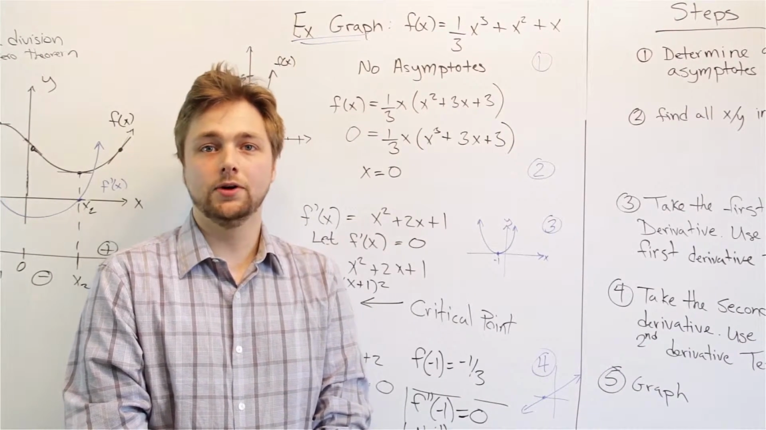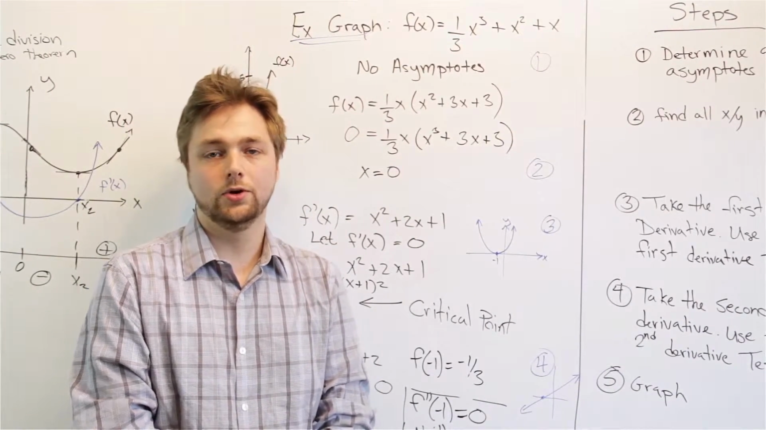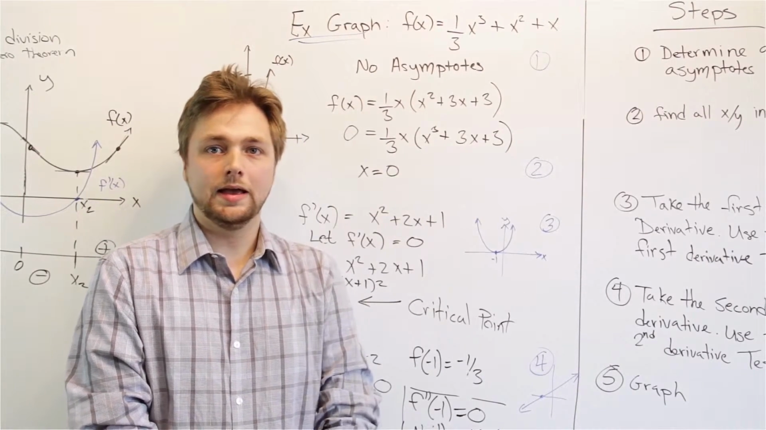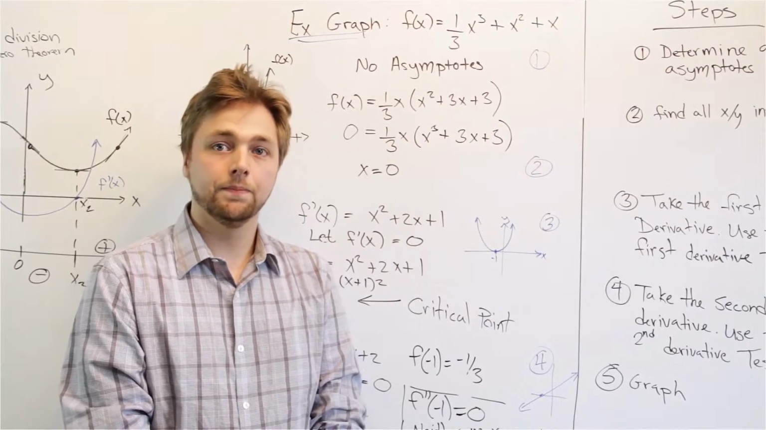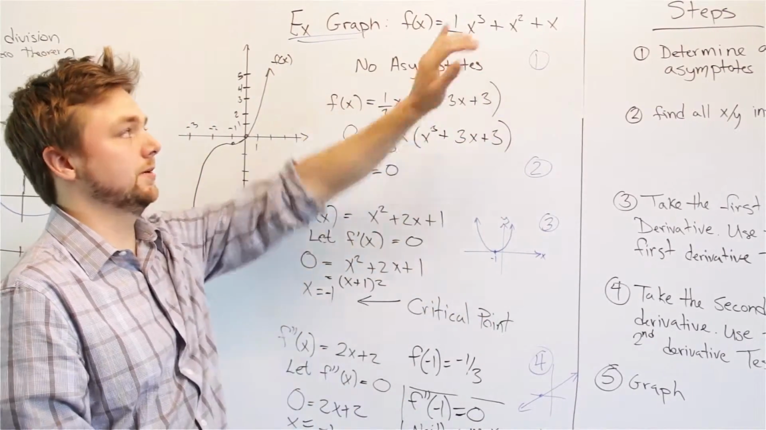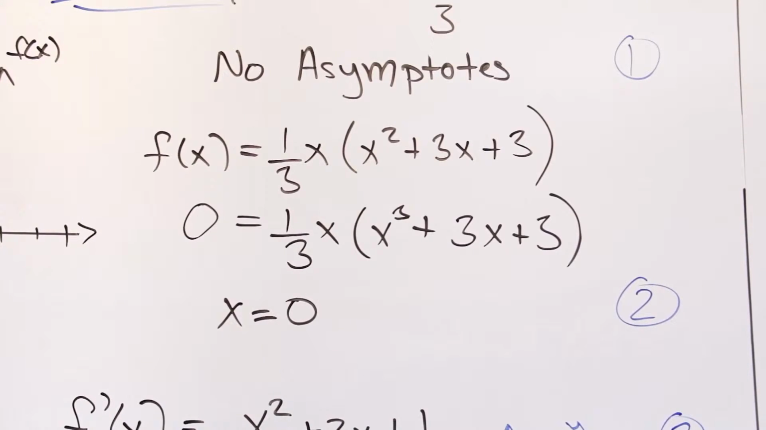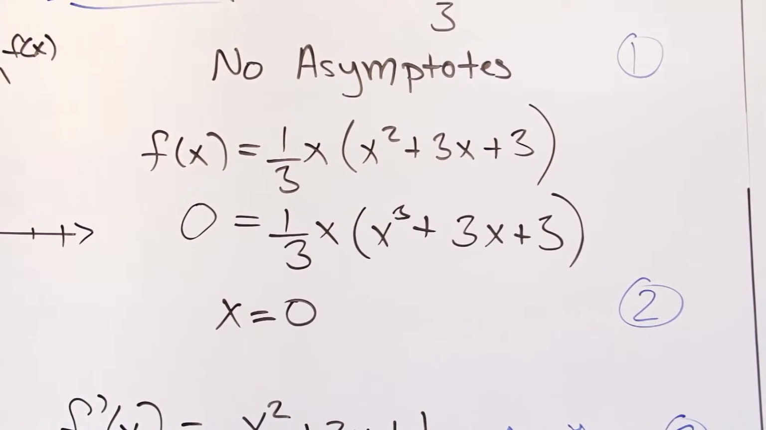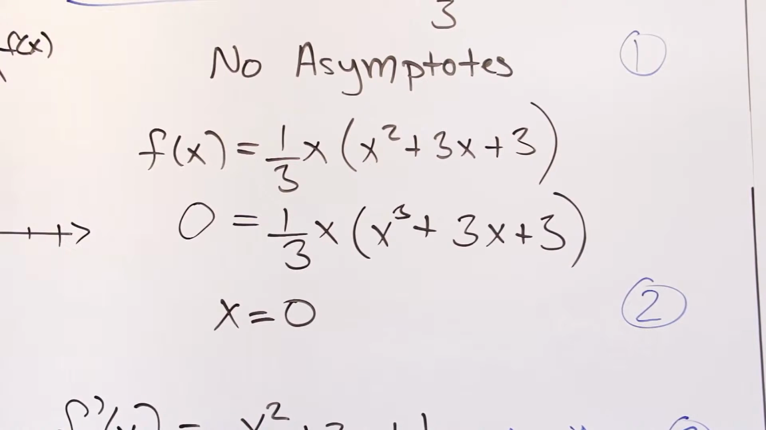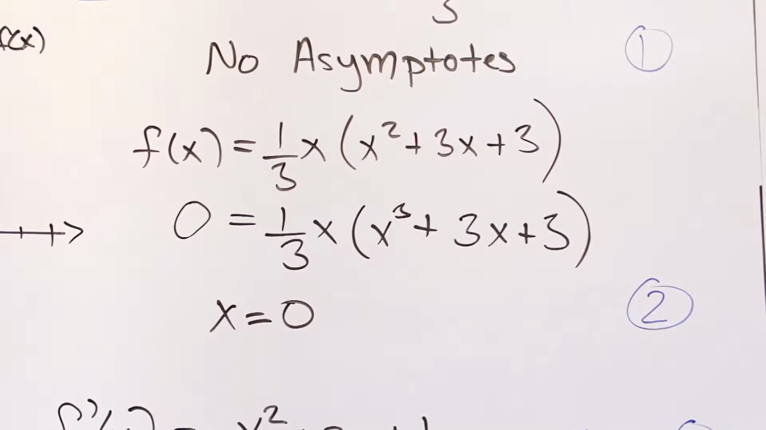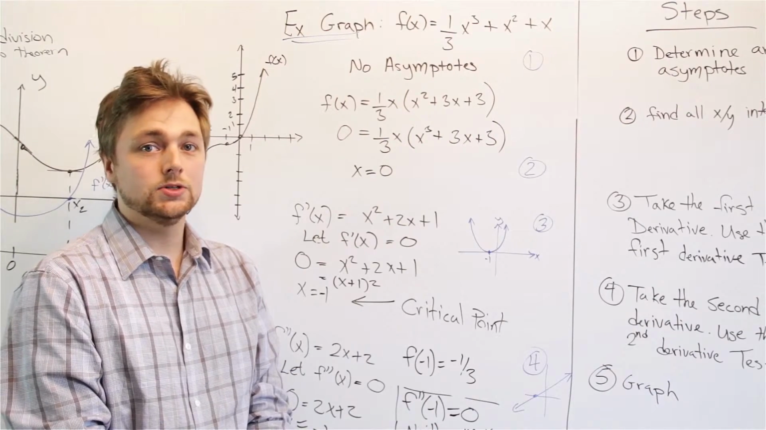You should be comfortable finding all vertical, horizontal, oblique asymptotes, as well as applying synthetic division and using the rational zero theorem. So let's run through this specific example. The example that we're going to look at is graphing 1/3 x cubed plus x squared plus x. So the first step in our algorithm says, let's determine any asymptotes. Obviously, this is a cubic function, and thus it's not going to have any asymptotes.